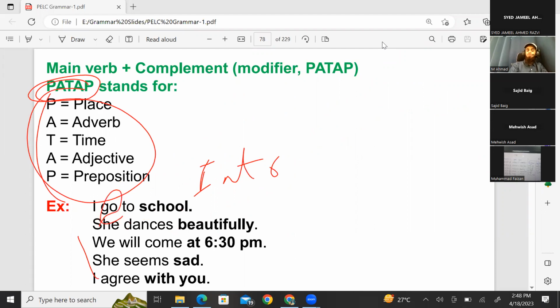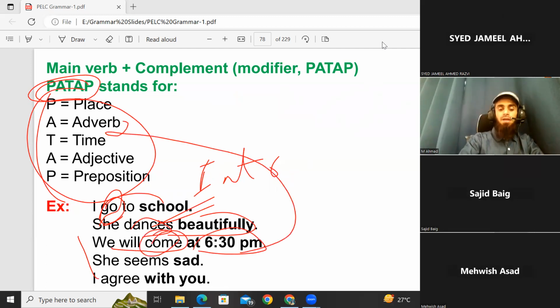I go is intransitive. I go to school, go is again intransitive. She dances, intransitive; dances beautifully, dances is intransitive. We will come at 6:30 p.m., the time is an adverb, right? Come is intransitive. She seems sad, now seems is again intransitive.